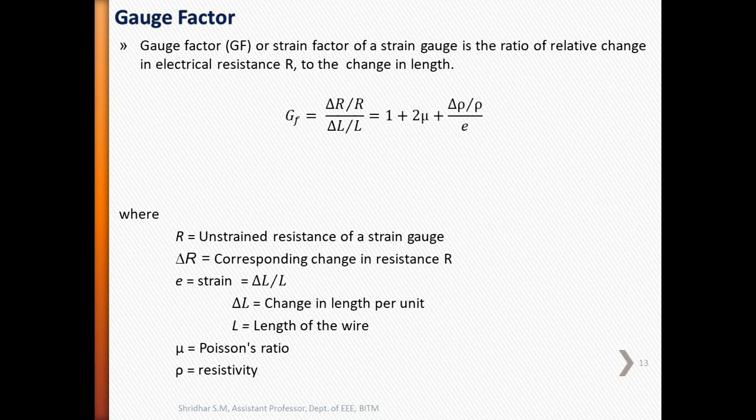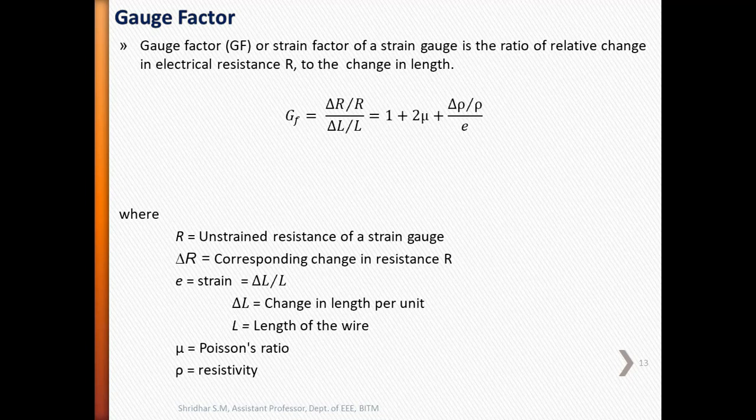The change in the value of resistance of a strained conductor is more than what can be accounted for by the increase in resistance due to dimensional changes. The strain gauges are commonly used with Wheatstone bridge circuits to measure the change of resistance of a grid of wire for calibration purposes. The gauge factor is defined as the ratio of relative change in electrical resistance to the change in length.